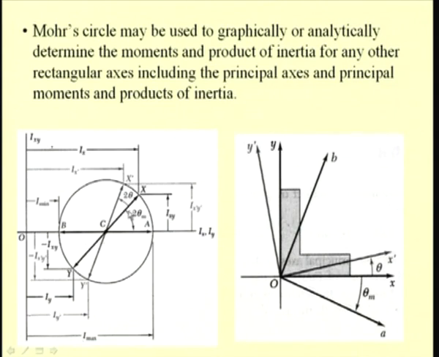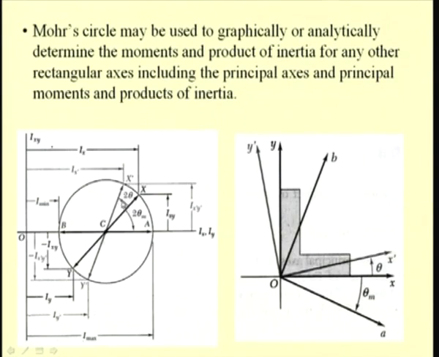So, for an axis x prime y prime which is rotated by theta in the counterclockwise direction, if we want to know the principal moments and product of the moments, we move on this graph by 2 theta and we have these points x prime y prime giving the values. And from this diagram we determine that this diametrical line, that is yx, has to be rotated by this angle to make it the principal axis.